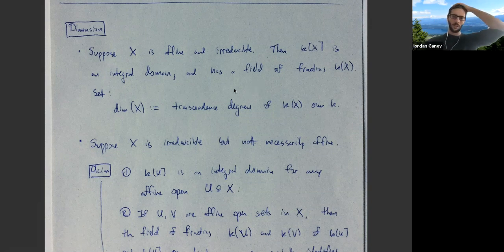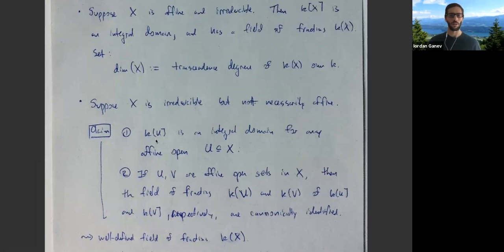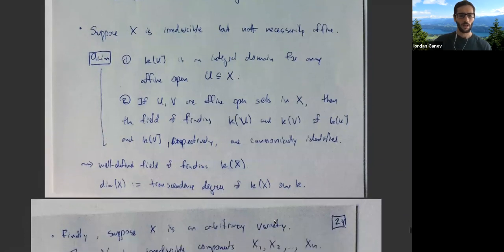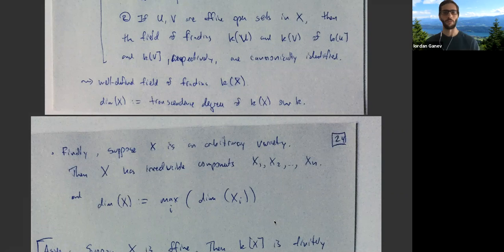If X is no longer affine but still irreducible, then we know that for every affine open, the affine algebra of that affine open is an integral domain. And one can show that if we have two affine open subsets, then the fields of fractions of their affine algebras are canonically identified. This gives us a well-defined notion of the field of fractions of X, and we can set the dimension to be the transcendence degree of this field over K. And finally, if X is arbitrary, so now it's no longer irreducible, but as I said before, there are finitely many irreducible components, we can set the dimension to be the maximum of the dimensions of the irreducible components. Yes, I said that right. Okay, and that's the dimension of X.